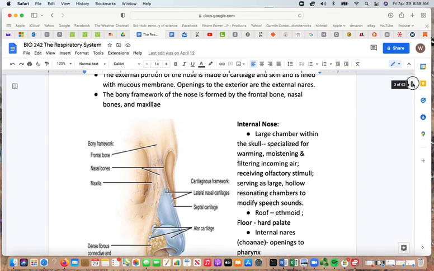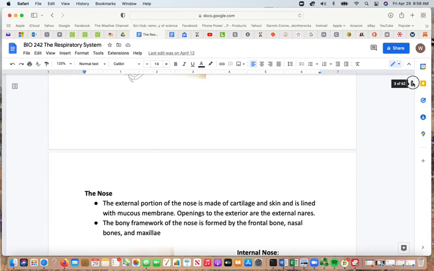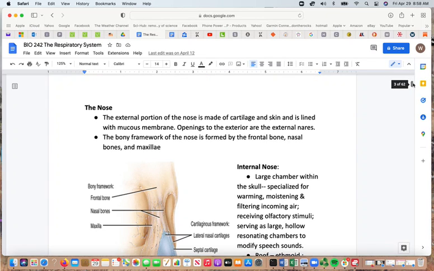So with the nose, the external portion is made up of cartilage and skin, and then it's lined with mucous membranes. And then the external nares are your openings to the outside. The bony framework is also formed by the frontal bone, the nasal bones, and the maxillae.